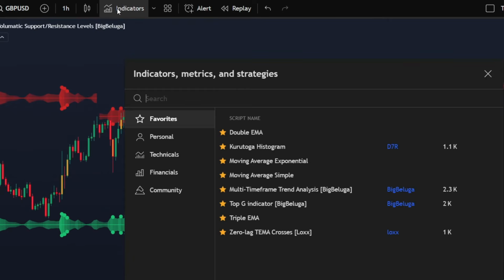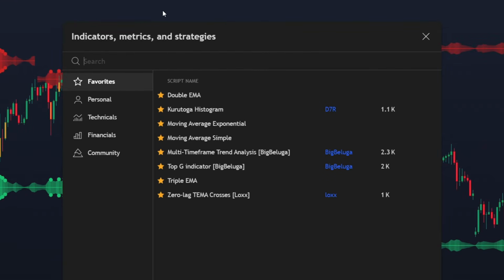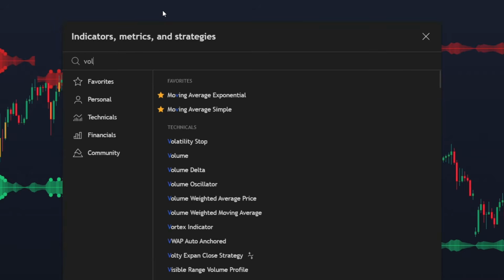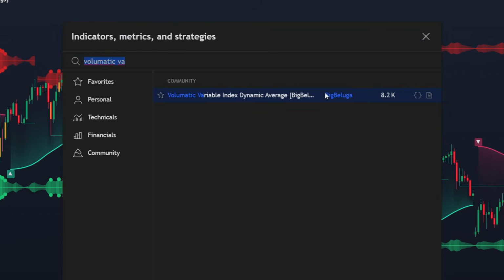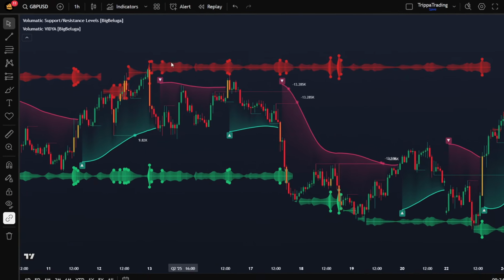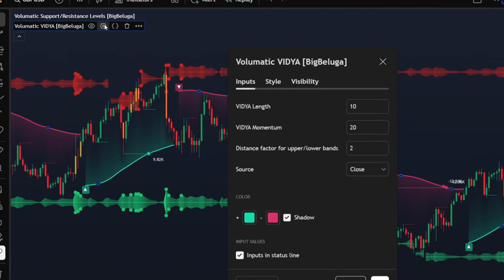So open the Indicators tab again from here, and then search for the Volumatic Variable Index Dynamic Average, also known as VIDIA, again by BigBeluga. Go to Indicators, search for it, and add it. First of all, we will also change the settings of this indicator to set it according to our strategy.